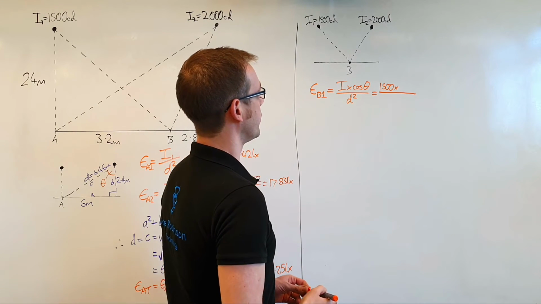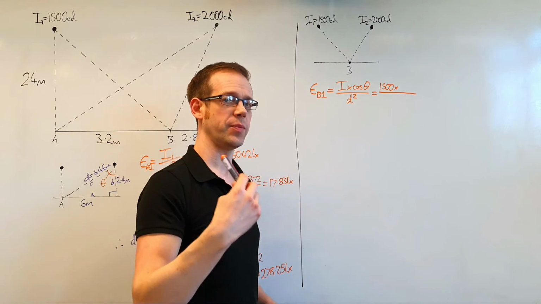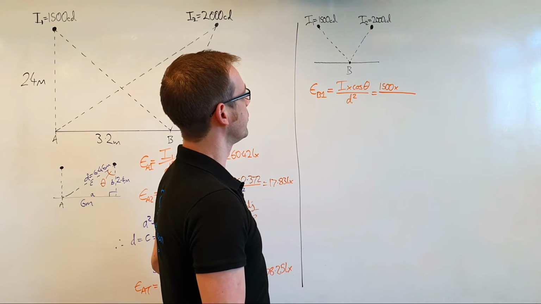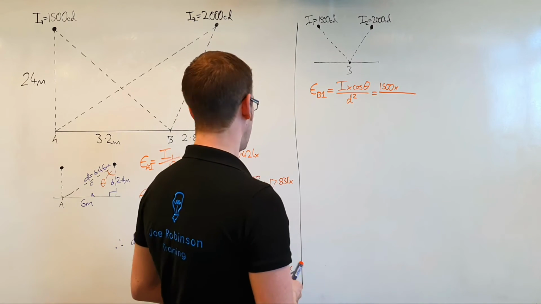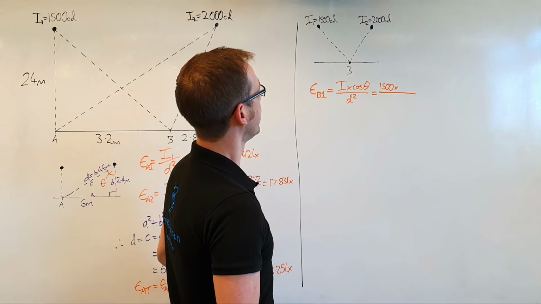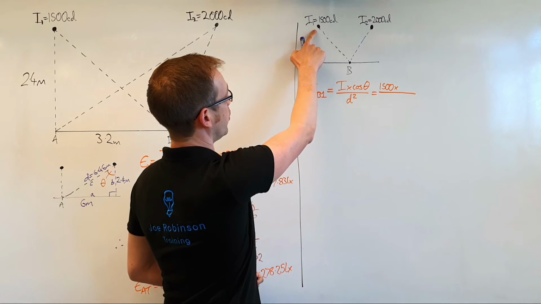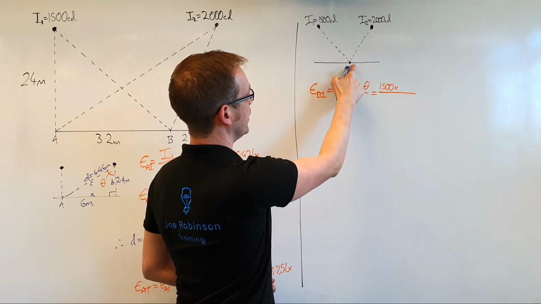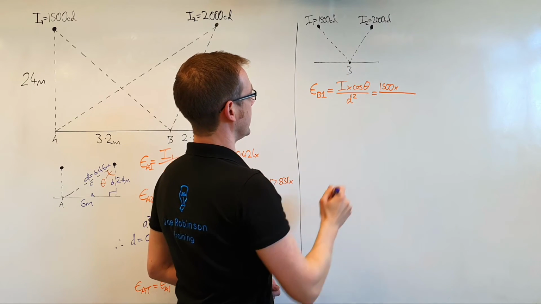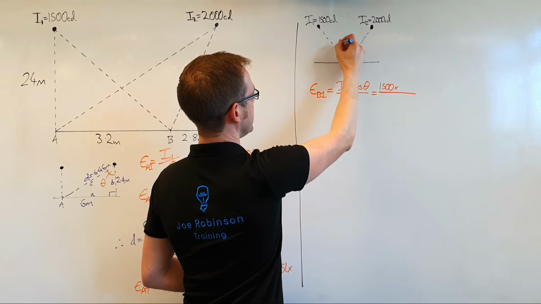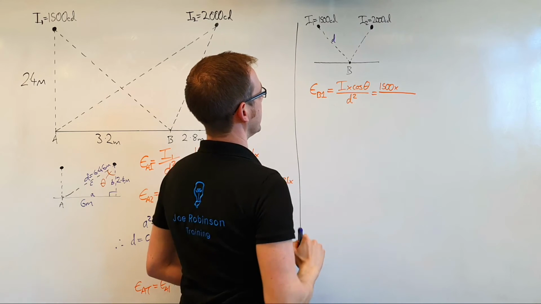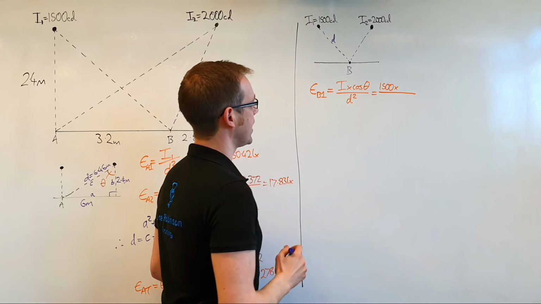So we need to repeat some calculations that we did from the first part of the question. The first thing that we need to figure out is the distance from light position 1 down to the point B that's being illuminated. So we want to know what this distance here is. Okay, so in this case we're trying to find that distance.